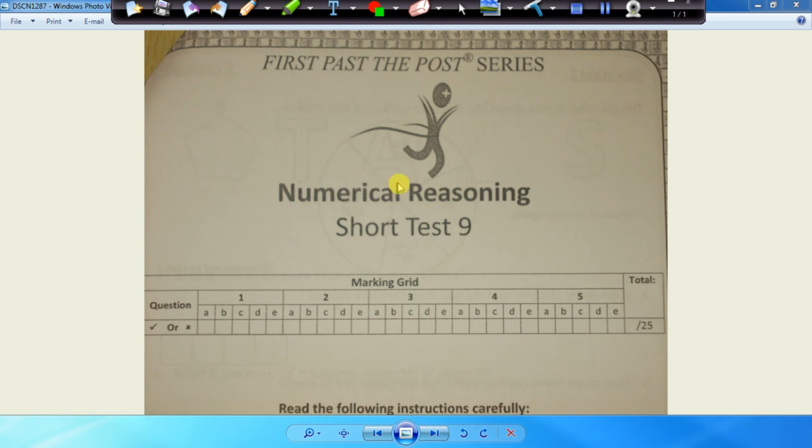Okay, right, we're looking at numerical reasoning, short test 9, first past the post.